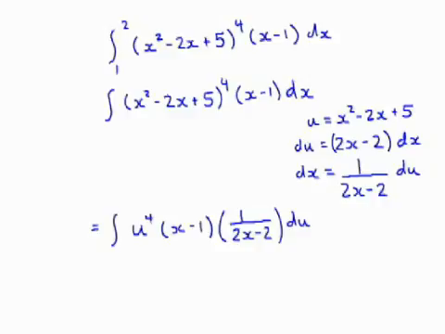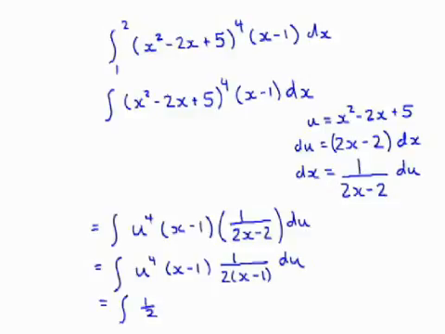What I've done in my next line is I've common factored out a 2 from the 2x minus 2, leaving me with 2 times (x minus 1). In this form, you can see that we have an x minus 1 in the numerator and an x minus 1 in the denominator, and therefore, when I divide one into the other, I get a quotient of 1. So now my question becomes the integral of 1/2 u to the 4th du.